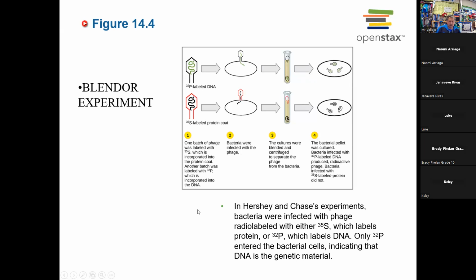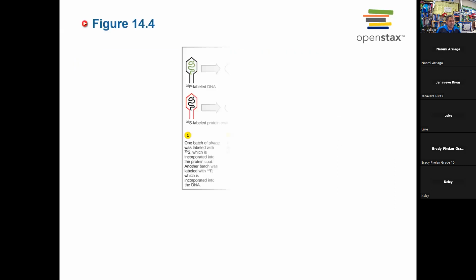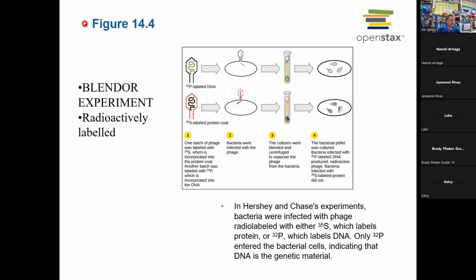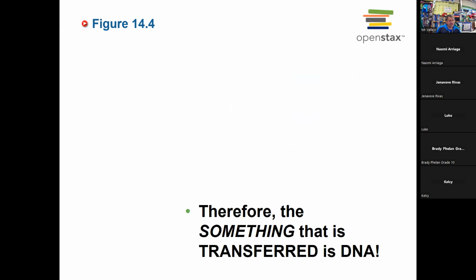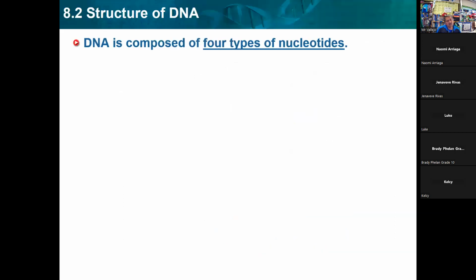That's what happened. So over here, we saw that there's something that's transferred from the heat-killed S to the live R, but we don't know what it is. They thought it was protein for a long time, but this experiment shows that no, it's not protein. The radioactive protein doesn't go through, but the radioactive DNA actually continues onward into the next generation. So it has been shown then that the material that transfers the genetic information is not protein, it is DNA. This is a very famous experiment, and so you should know about that one.